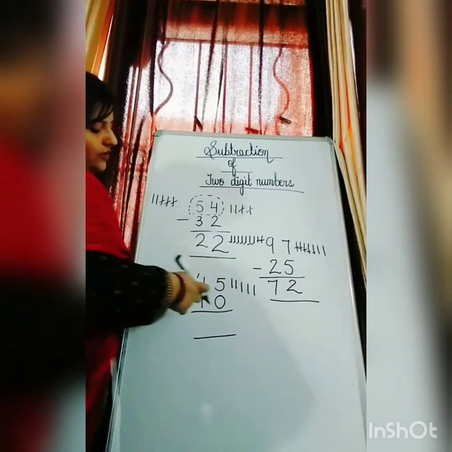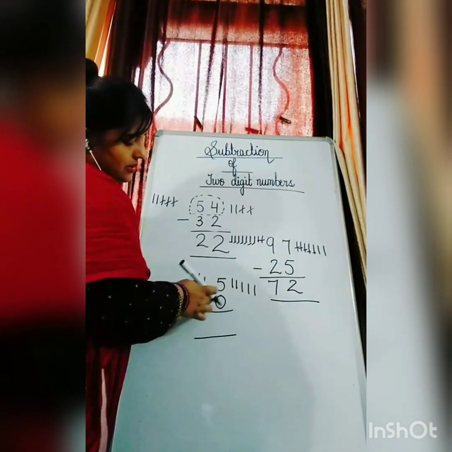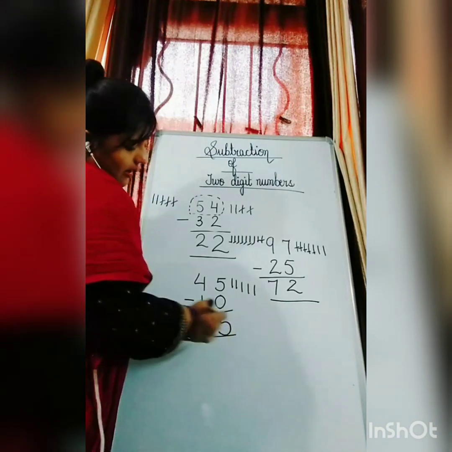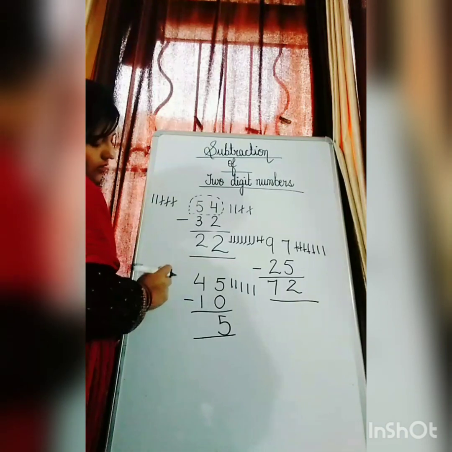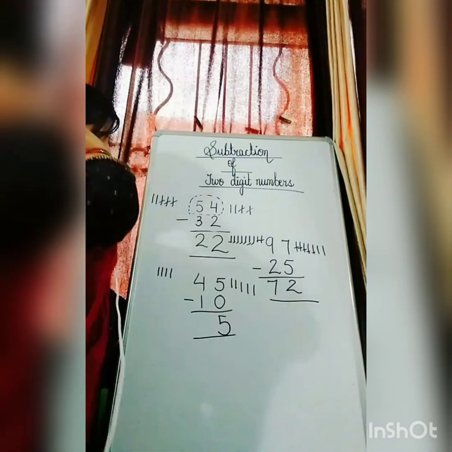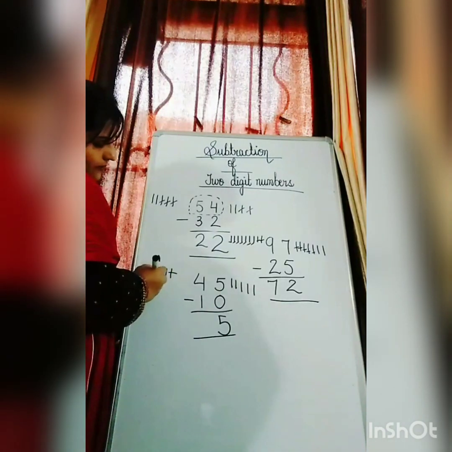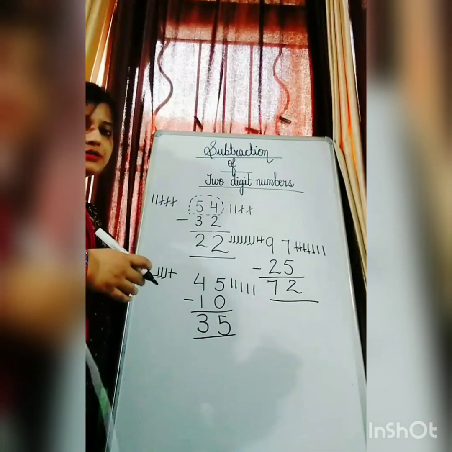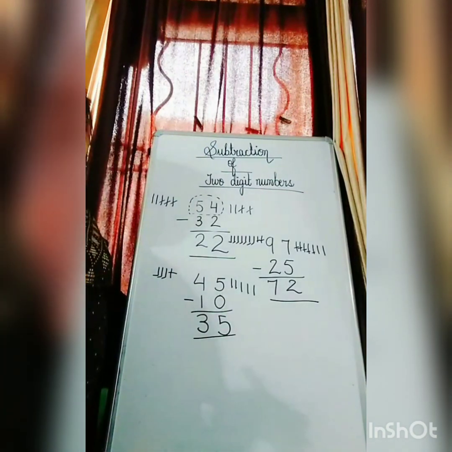From these 5 lines you are going to cut 0, but 0 has no value. You are not going to cut anything because 0 की कोई value नहीं होती. You put this 5 over here downside, and 4 minus 1: make 4 lines. 1, 2, 3, 4. From this 4 you are going to cut 1. So when you cut 1 you are left with 3 lines. 1, 2, 3. You put 3 over here and get 35. The answer is 35. Same way, one more example I can give you.